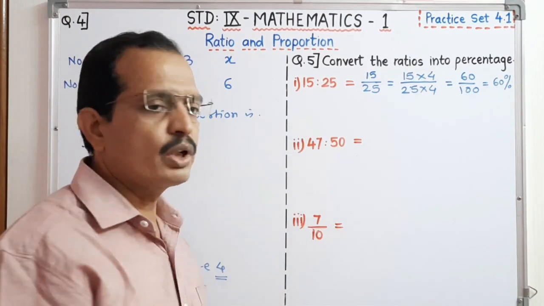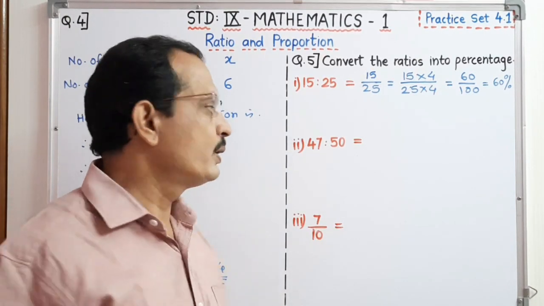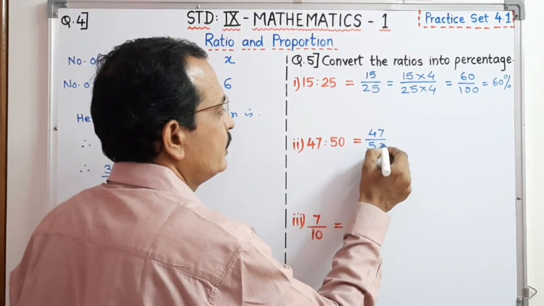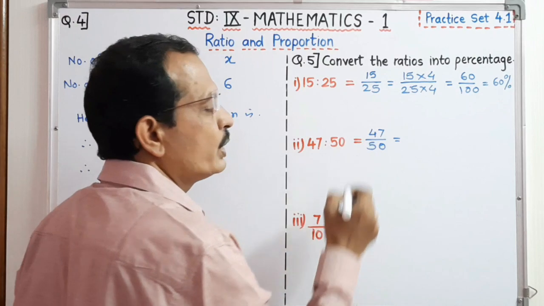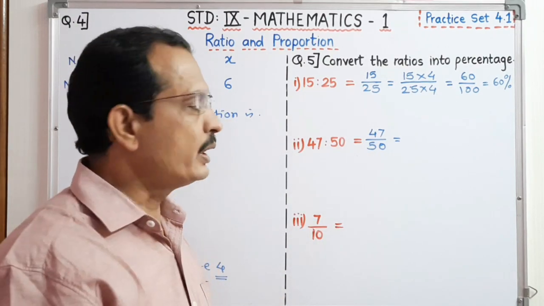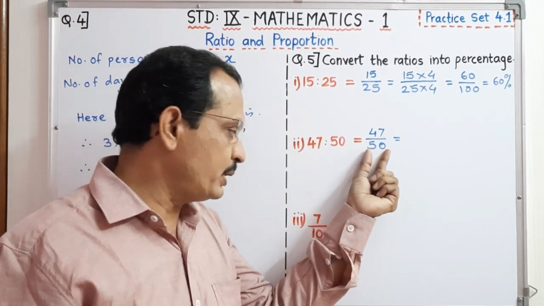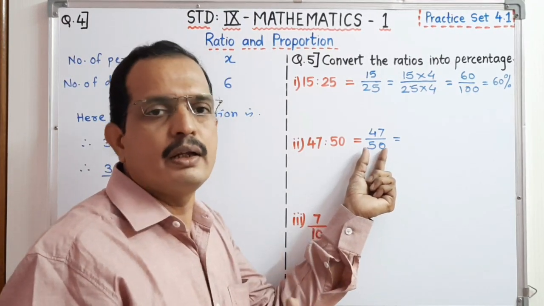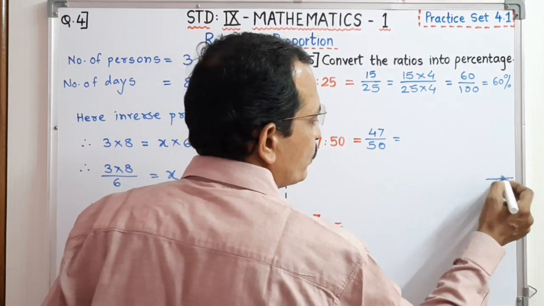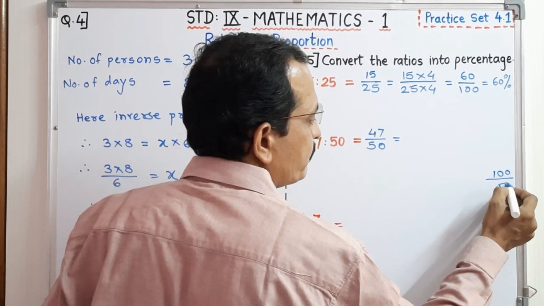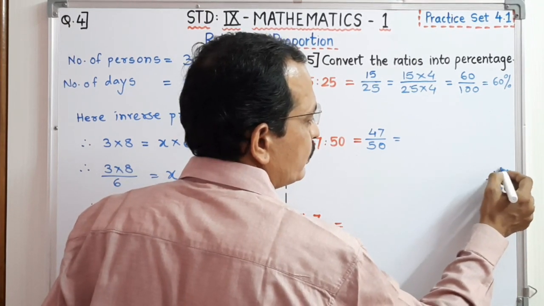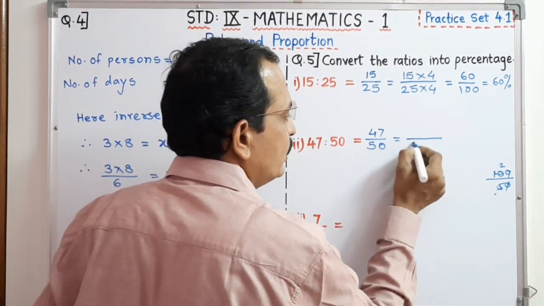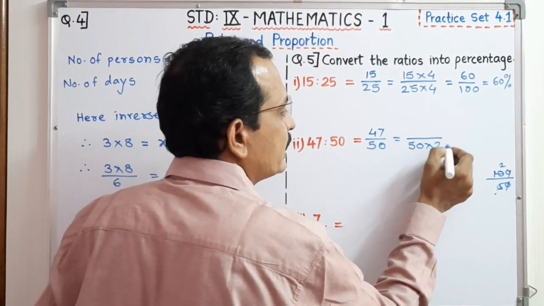Now see, 47 is to 50. This also we can convert. 47 upon 50. Now this 50 we have to convert into 100. That means we have to multiply this 50 with a particular number to get 100. For that purpose, what we have to do? 100 divided by 50 is 2. That means if we multiply this 50 with 2, we will get 100.